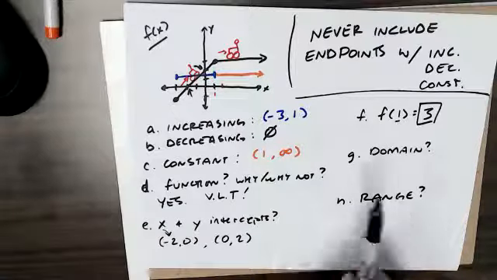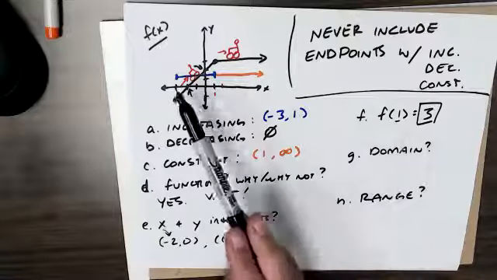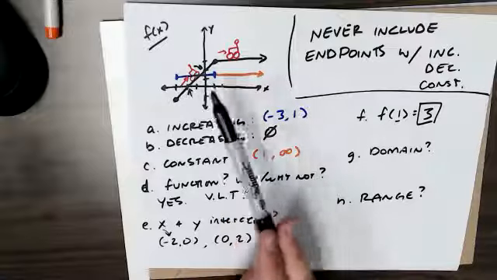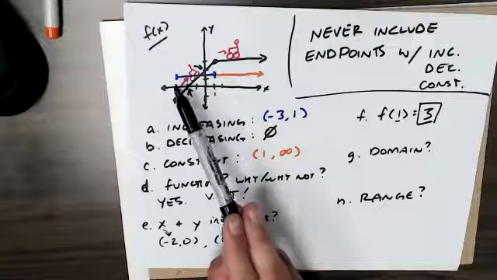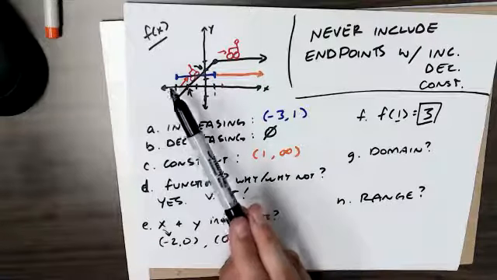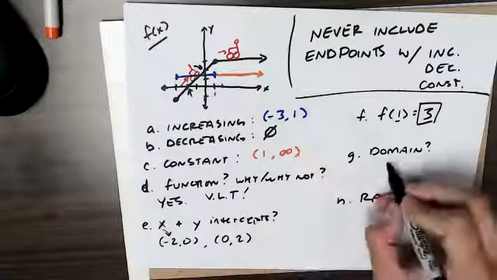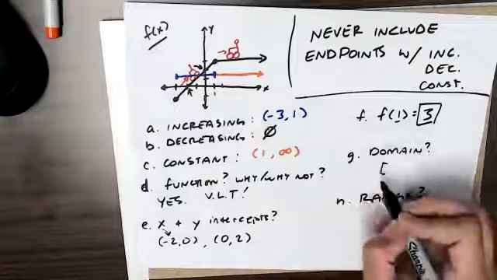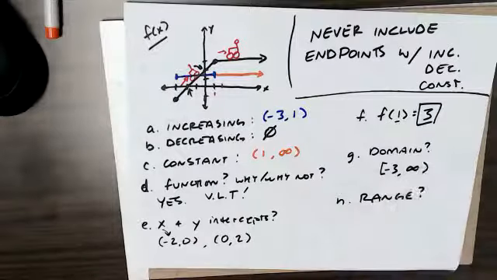Domain, though, I'll tell you, if you look back now, domain, remember, is where all the X's exist. It's where there's any color line right here, that blue and that orange, because this line starts existing at -3, right? It doesn't exist before -3. It starts existing at -3 and it goes forever to the right. So the domain, now we include it because we got a closed circle, right? So we include it, we use a bracket, -3 to infinity.